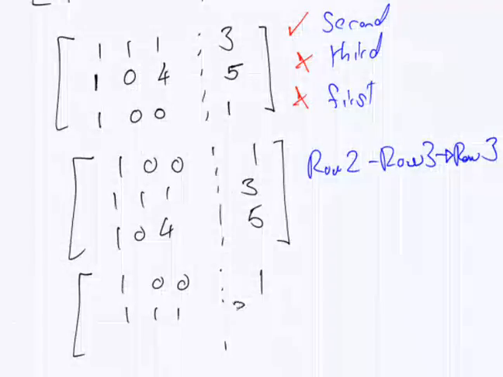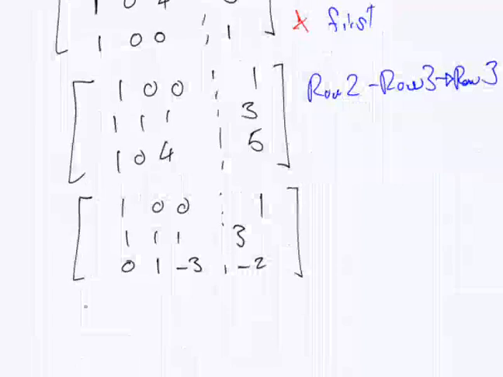x plus y plus z equals 3. 2x plus 3y minus z equals 4. And then x plus 3y plus 3z equals 7.